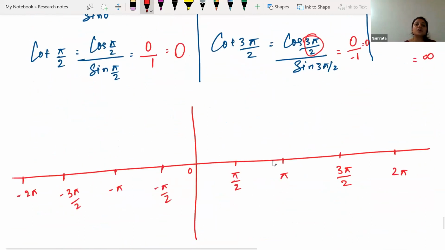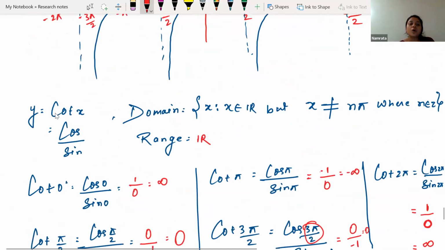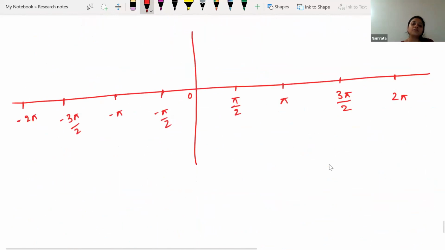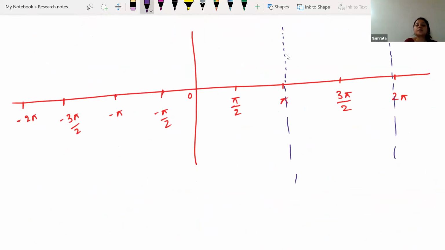Now range is all real number, and we know cot function is not defined at n pi. N pi means 1 pi, 2 pi, 3 pi, 4 pi. So here also I am going to draw a dotted line at n pi. N pi means 1 pi. Here the cot is not defined. 2 pi, here minus pi, minus 2 pi. These are the points at which cot function is not defined.